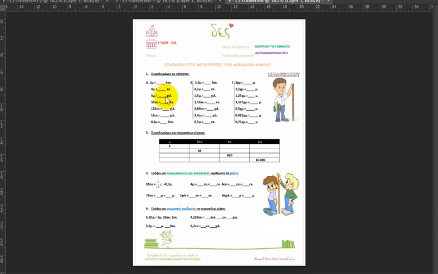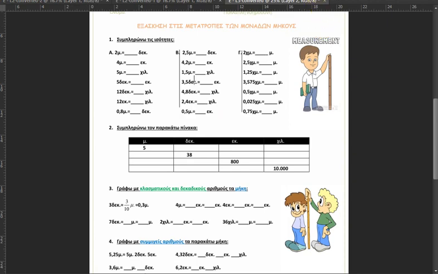Next up, we have just conversions again. Okay, so here goes. 2 meters into decimeters, so multiply by 10, you get 20. Then 4 meters into centimeters, multiply by 100, so you get 400. Meters into millimeters, so multiply by 1,000, you get 5,000. Decimeters into centimeters, so you multiply by 10, you get 50. From decimeters to millimeters, you multiply by 100, so you get 500. From centimeters to millimeters, you multiply by 10, so you get 120.